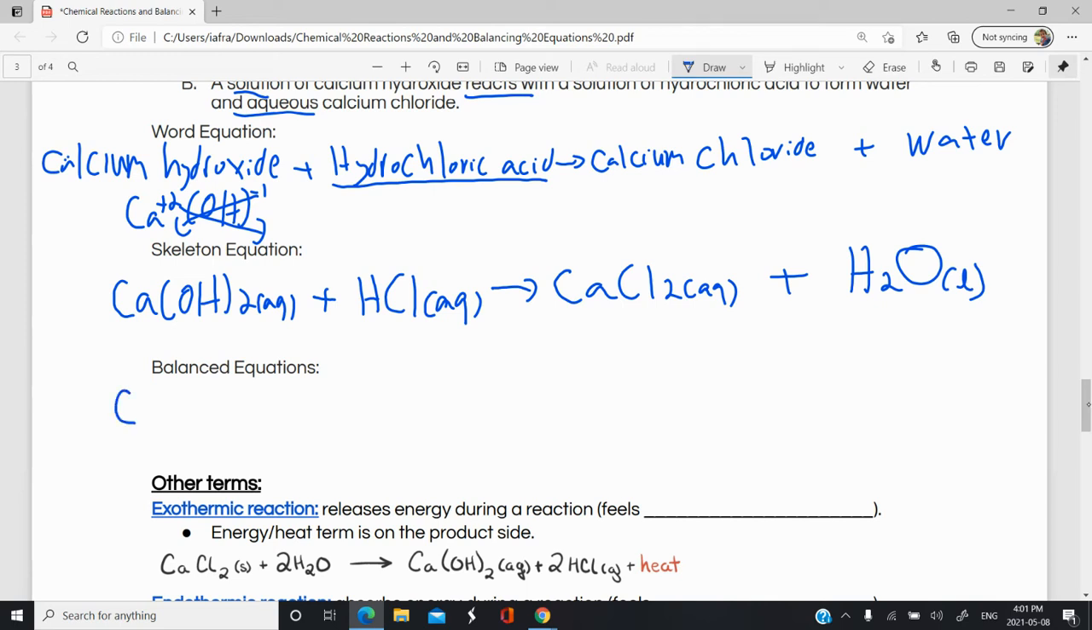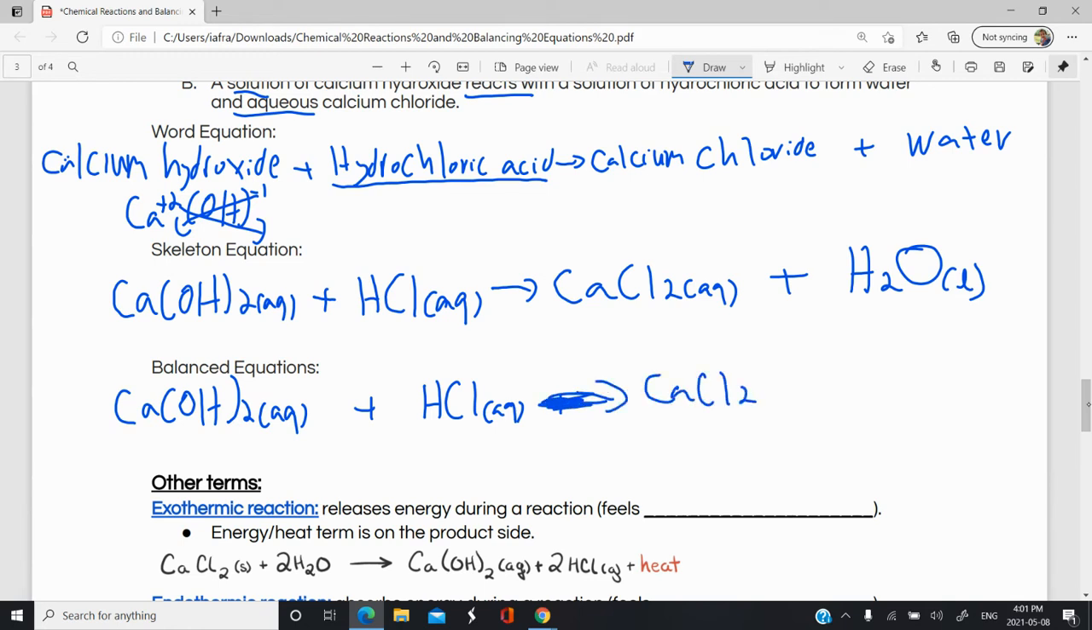So when I write out my balanced equation, and everyone has a different strategy here, I'm going to rewrite my skeleton equation over here. Oops, arrow, not equal, but arrow. CaCl2, aqueous, put those states back in there, plus H2O. Now, I'm not going to write H2O, I'm going to write HOH.